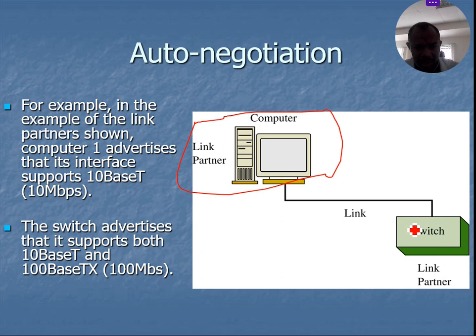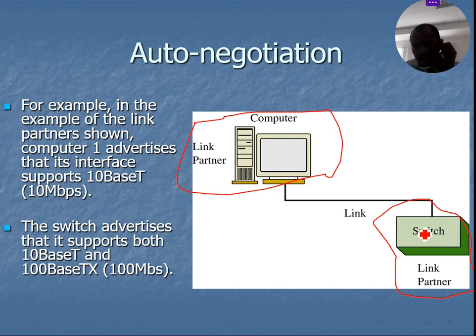So the switch advertises that it supports both 10BASE-T and 100BASE-TX. 100BASE-TX means 100 megabit per second, and 10BASE-T means 10 megabit per second. So this switch is saying, you can bring it on, because I can support both 10BASE-T and 100BASE-TX, or 10 megabit per second and 100 megabit per second. So the switch can support both the speed of 10 and the speed of 100.